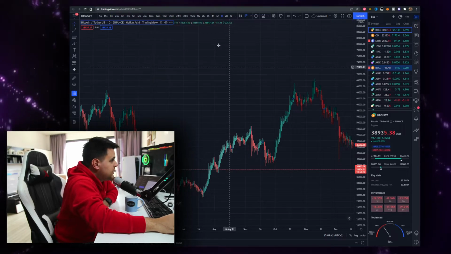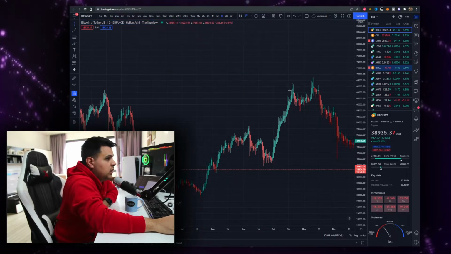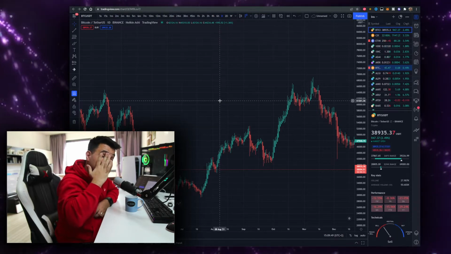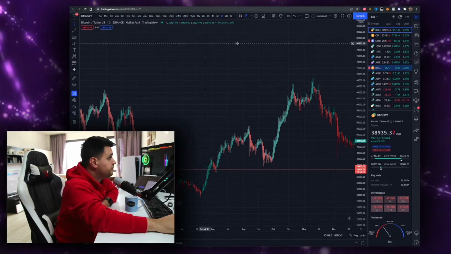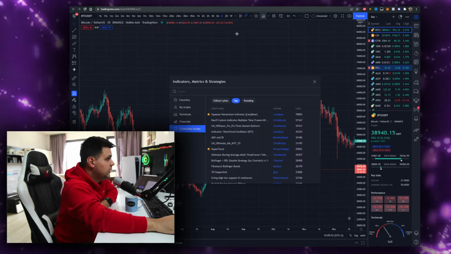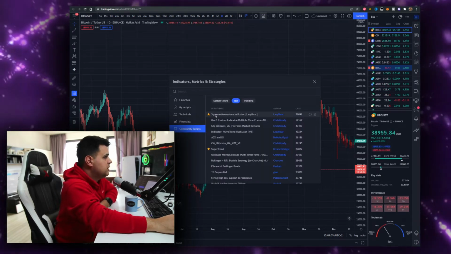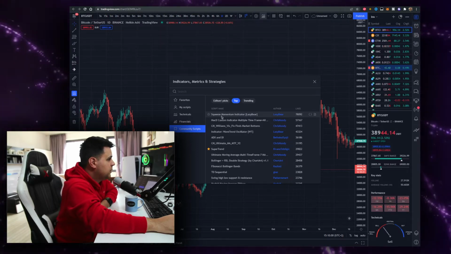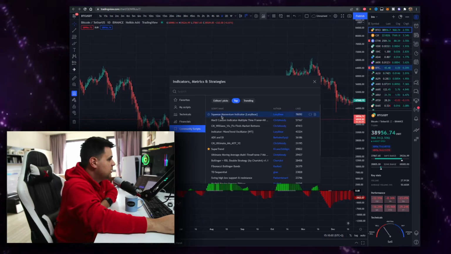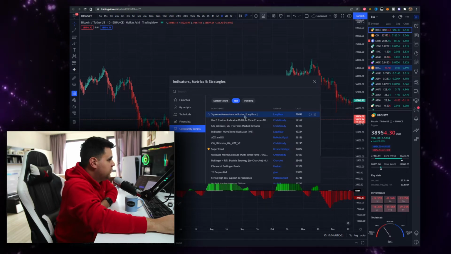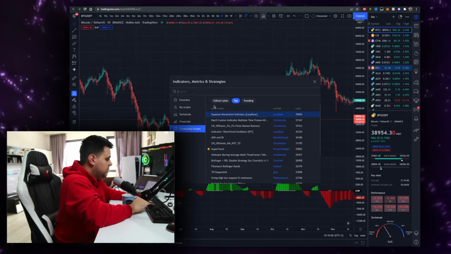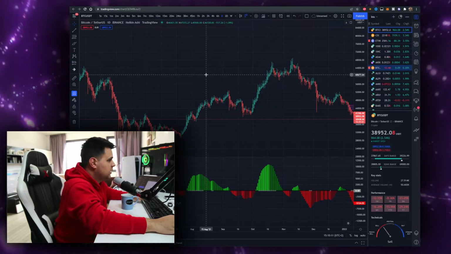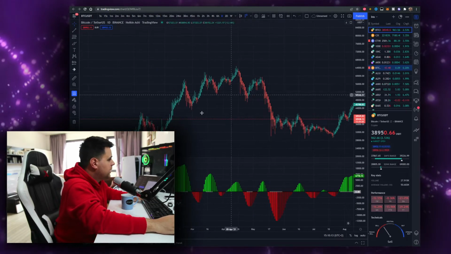The way you access it is you go on TradingView, and I would advise you to use the daily chart for this indicator. Click on indicators, click on community scripts, squeeze momentum indicator. Here it is. You want to click. It's by LAZYBEAR. If you don't have it, just type in LAZYBEAR or squeeze momentum indicator. You'll find it.